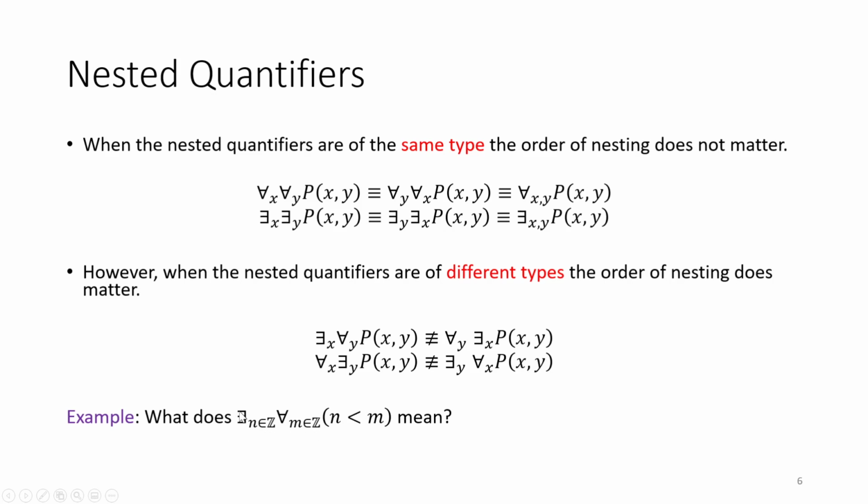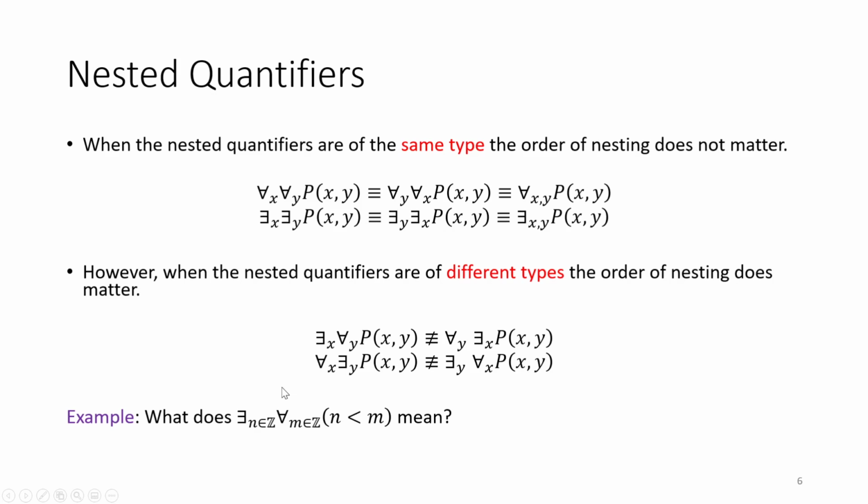This says there exists an n, an integer. Okay, there's some integer such that for all integers m, n is less than m. That's saying, okay, so let me say it one more time. There exists an n such that for all m, n is less than m. That's saying there's a smallest integer. That's not right. That's not true.